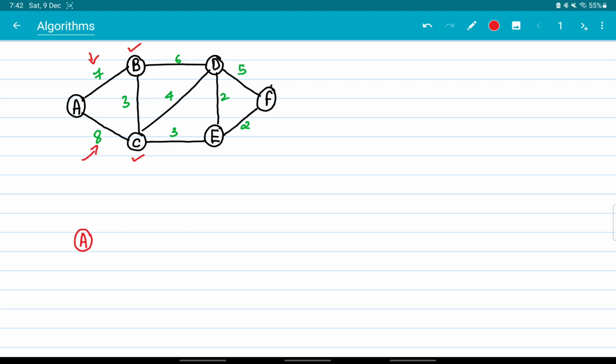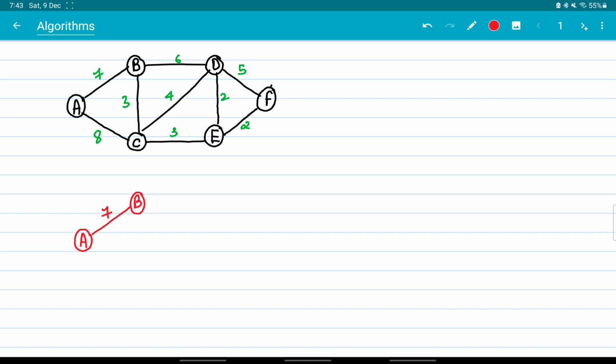So which is the minimum number over here out of 7 and 8? 7 is the minimum number, right? So here what I'm supposed to do is, I will attach A to B. Okay, and I'll write 7 because 7 was the minimum number, right? So we have got two nodes now, A and B.